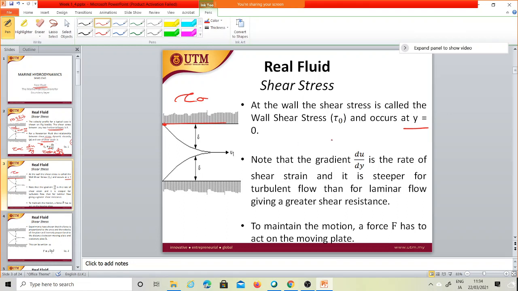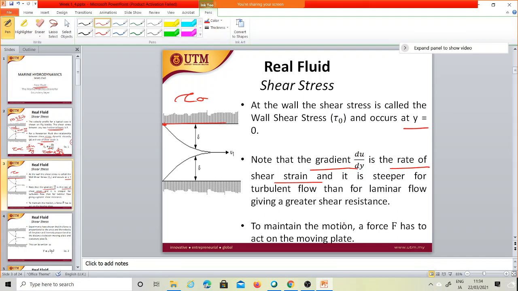And this gradient is the rate of shear strain. As I said, you can call it velocity gradient, or you can also call it the rate of shear strain. Strain, you remember, is the change in the velocity in this case. The velocity gradient is much steeper in the case of turbulent flow. It means the velocity will change abruptly. On the other hand, in the laminar case, it is not that steep as we get for turbulent flow.